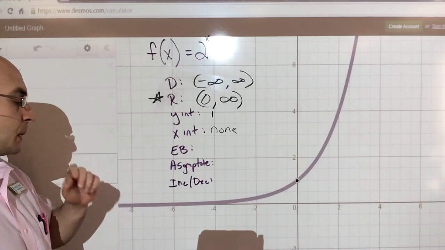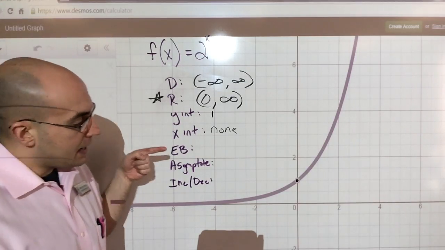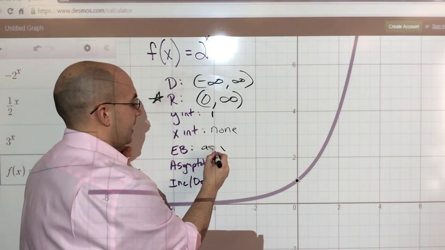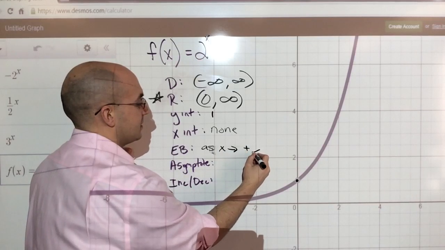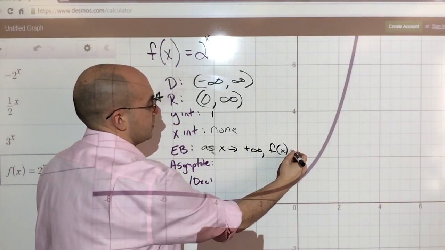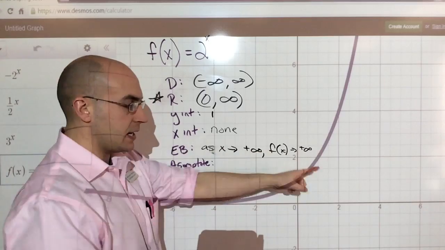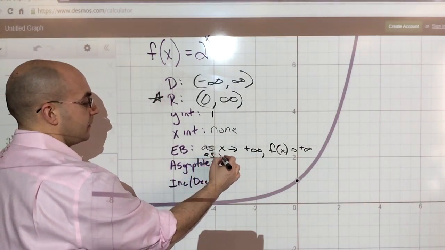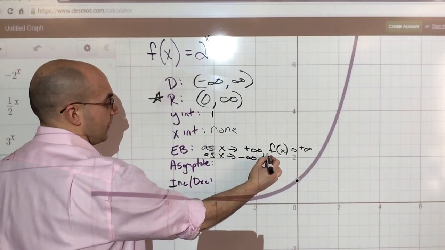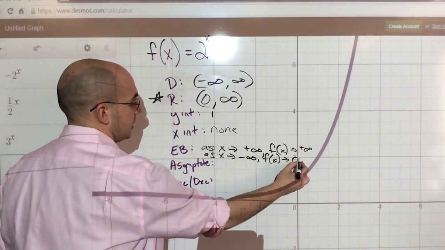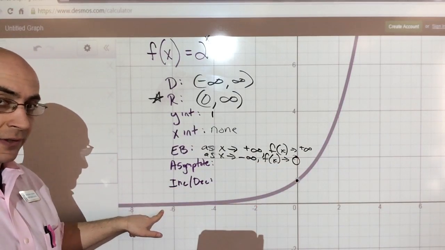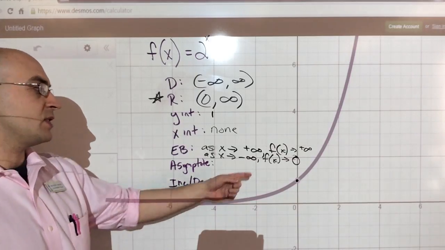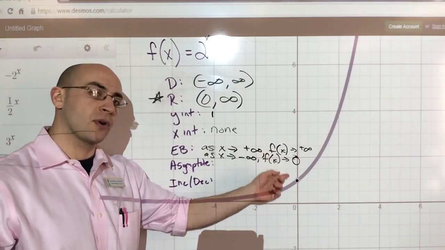The end behavior, okay, so we'll do the easy way first. As x approaches positive infinity, f of x approaches positive infinity. Okay, so as x goes right, where does y go? Y goes up too. Now the other one that's a little more challenging, or can be, as x approaches negative infinity, f of x approaches 0. Okay, so as x is going left forever, where is y going? Well, y is getting closer to 0, but it will never get there. So we say y, or f of x, approaches 0.